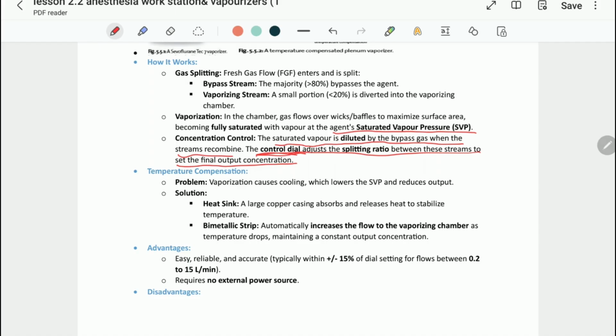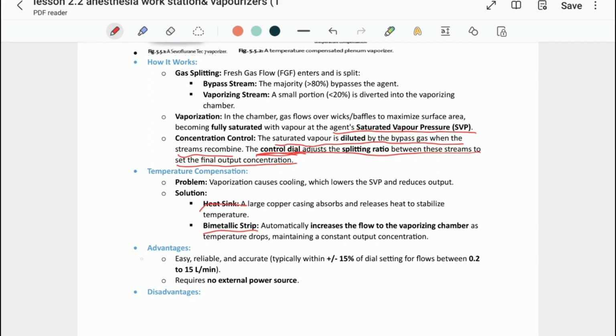As a solution, we have incorporated a heat sink, which is a large copper casing that absorbs and releases heat to stabilize the temperature. There is also a bimetallic strip which automatically increases the flow to the vaporizing chamber as the temperature drops, maintaining a constant output concentration.